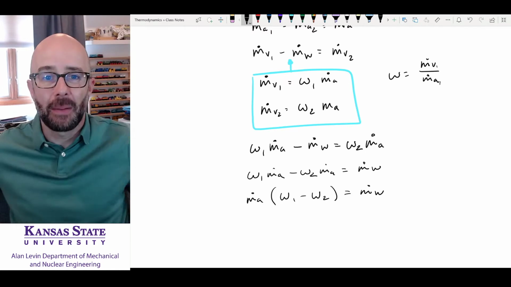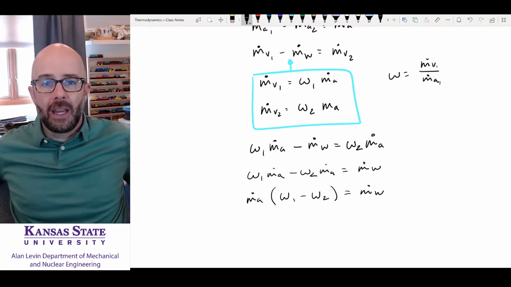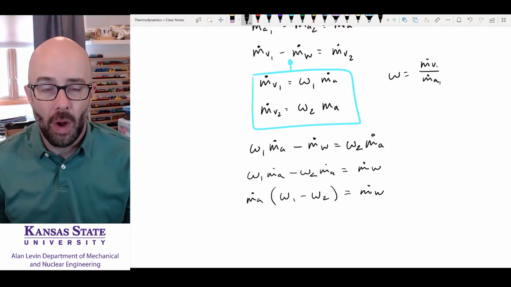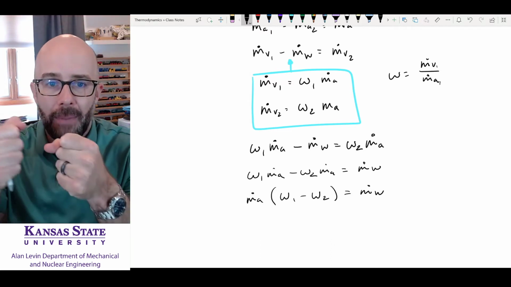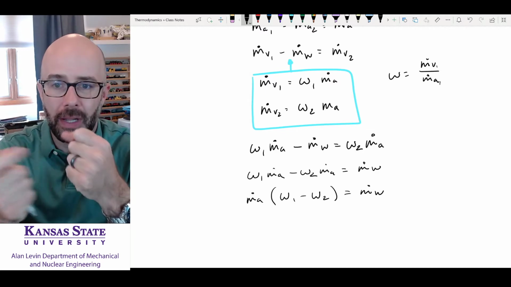And that makes some sense. If I say here that the humidity ratio of my water at 1 minus the humidity ratio of my water at 2, that's going to be subtracting those.